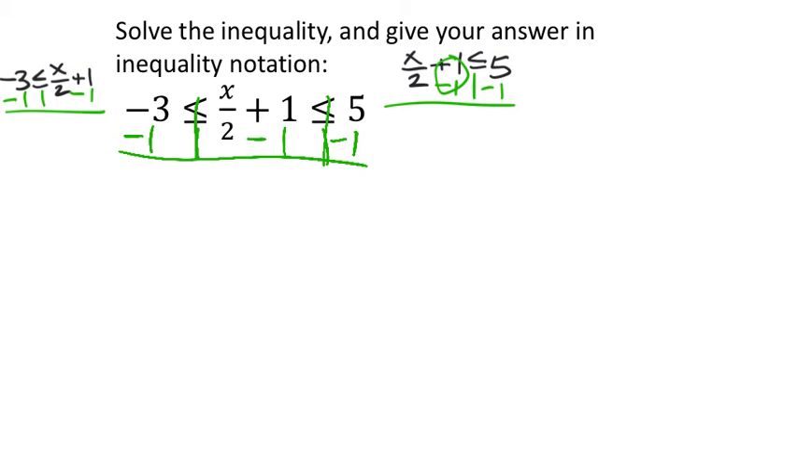So what am I left with? -3 minus 1 is -4. Of course, that's zeroed out, so I do drop the x over 2. And then 5 minus 1 is 4. So the inequalities don't change because we didn't have a negative coefficient.